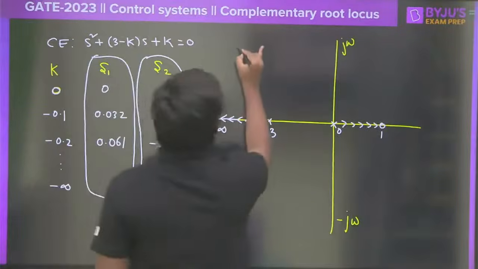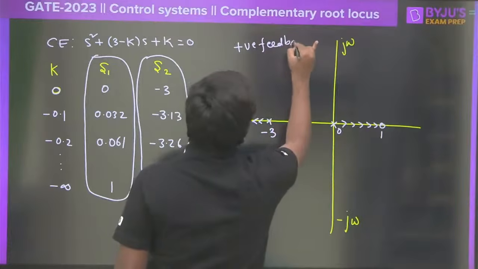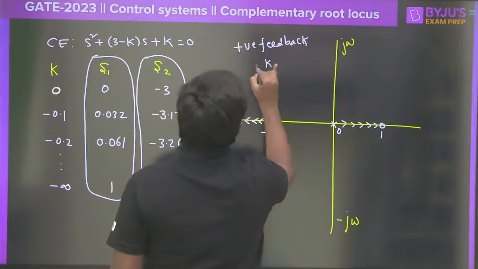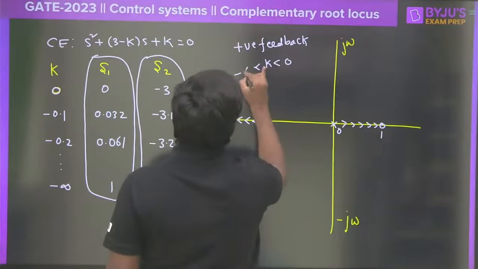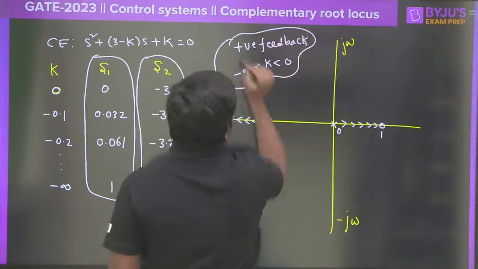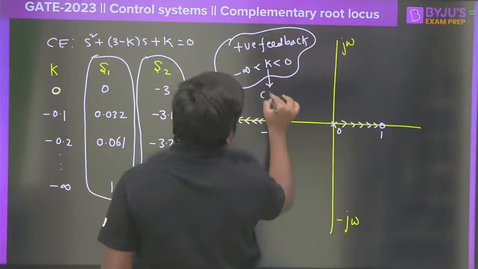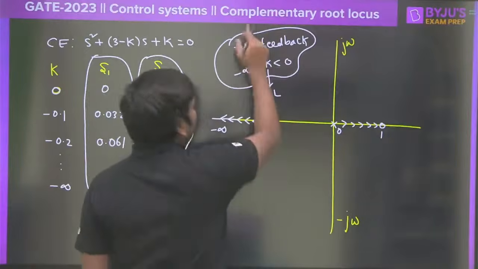Right now we have taken the positive feedback system, but the value of k is technically varying from where to where? 0 to minus infinity, correct? But when I draw, as it is varying from minus infinity to 0, I can say confidently that this is a complementary root locus of positive feedback.